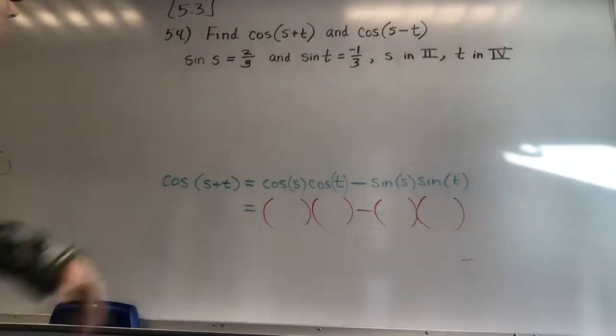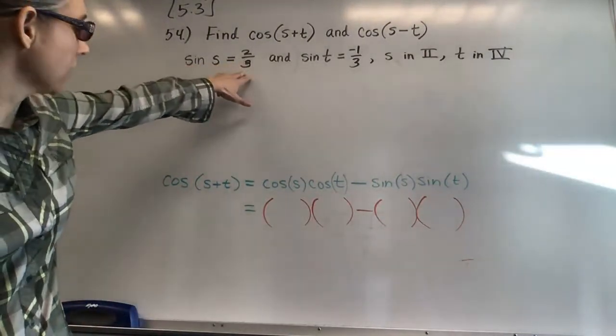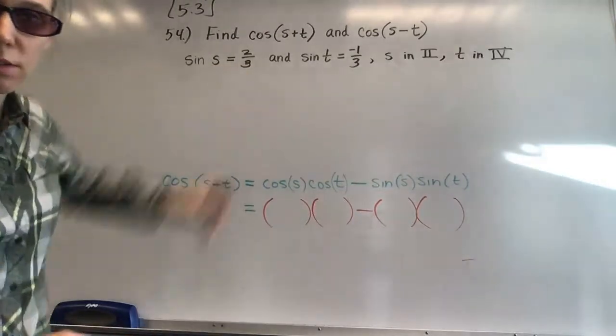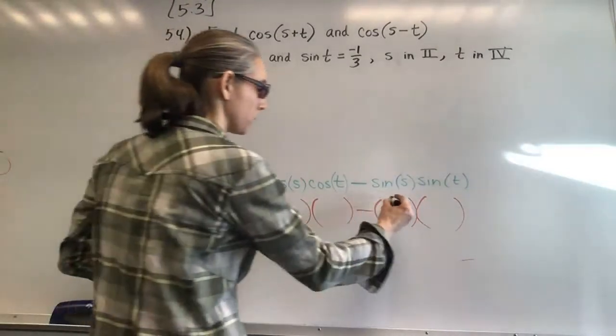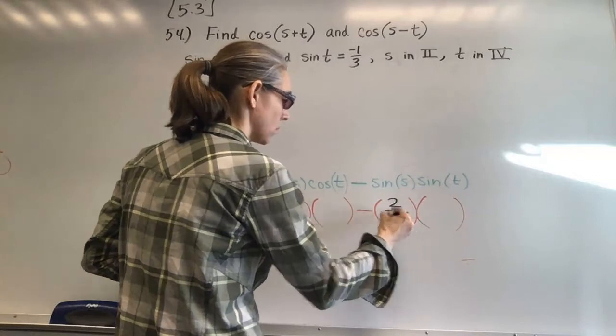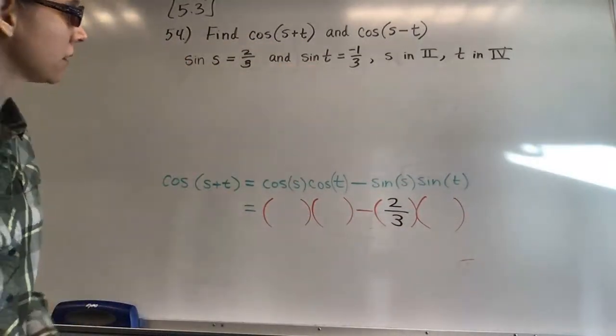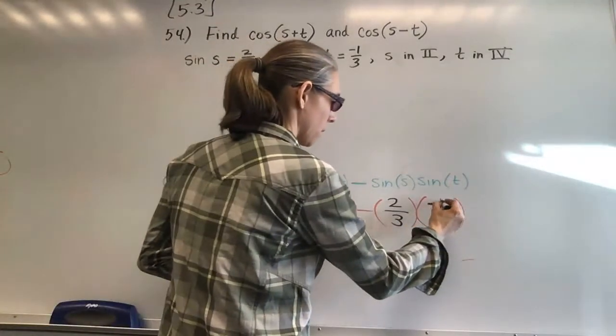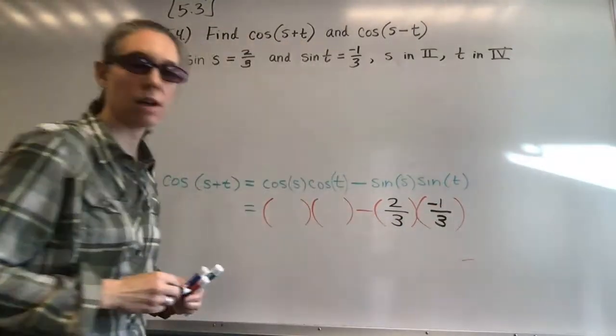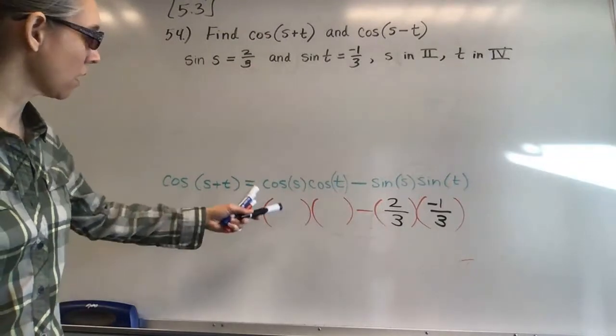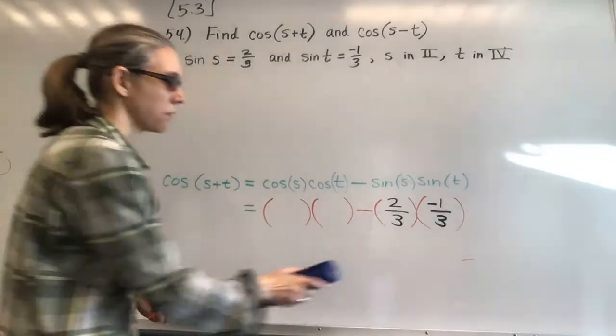So I have sine of s. Sine of s is 2/3. And I have the sine of t. That's -1/3. But I am missing cos s and cos t, so I need to find them.